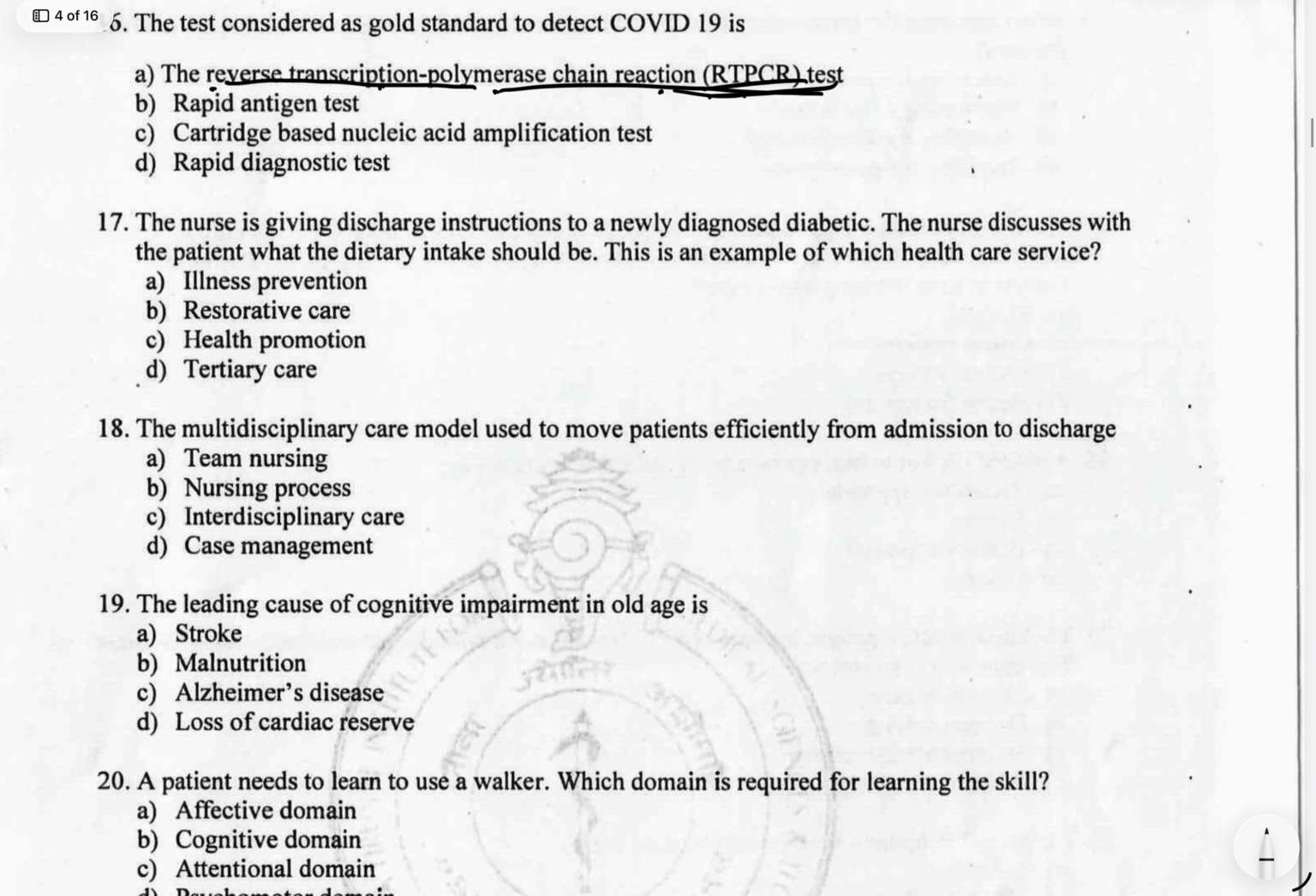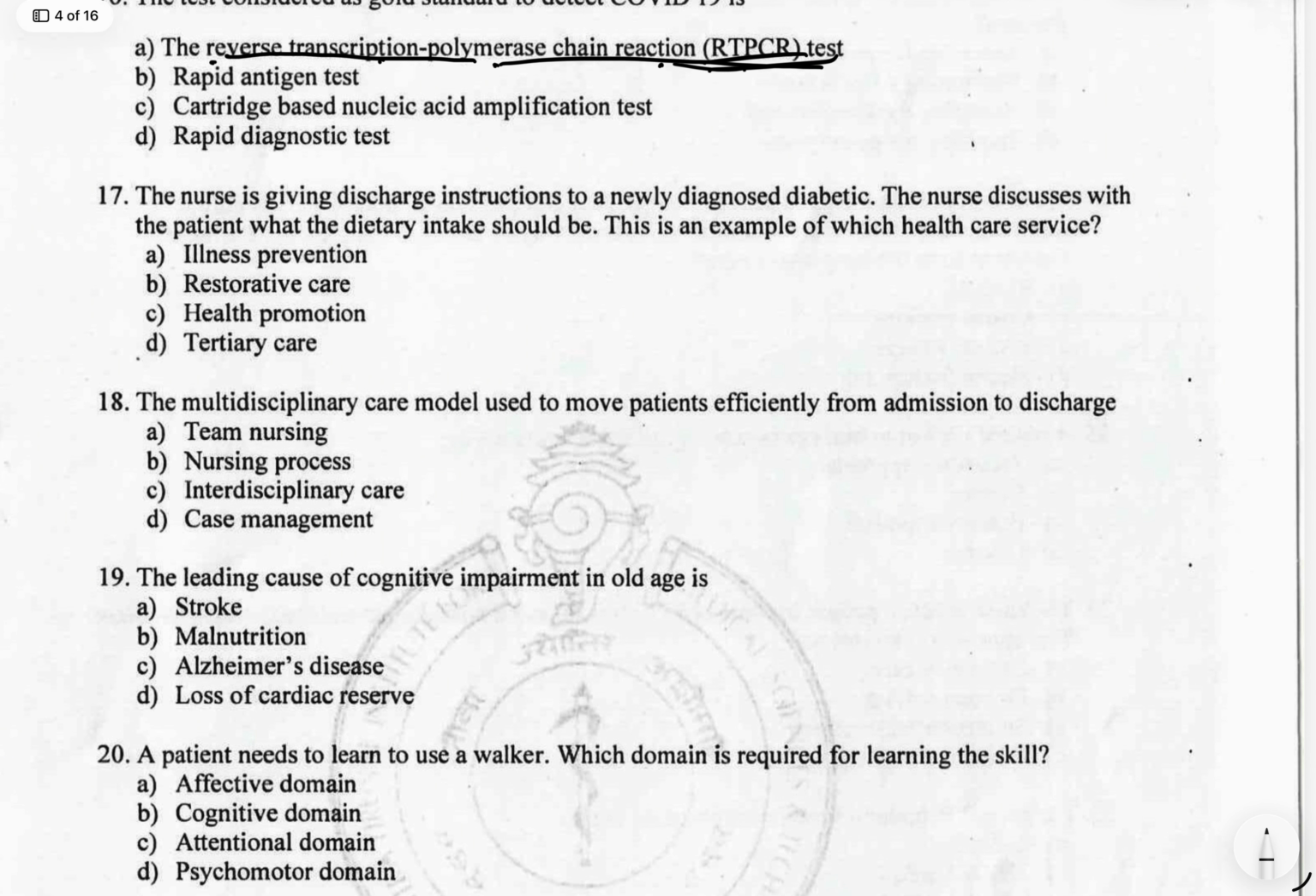Okay. Next question. The nurse is giving discharge instruction to a newly diagnosed diabetic. Nurse discusses with the patient that the dietary intake should be... This is an example of which healthcare service? So, we are going to see the options. The patient is newly but already diagnosed with diabetes. So the diagnosis is over. So illness prevention will not come here because there is no point in preventing any illness because the patient is already diagnosed.